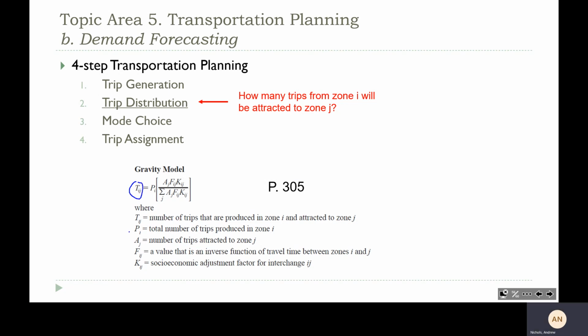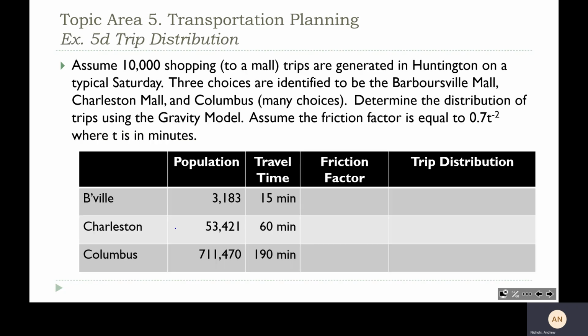The main factors, I can't imagine you would have a problem on this, but the socioeconomic factor, the K, you can kind of ignore. I've never seen it used. So then you're looking at trip attractions and friction factors that correspond to how far away, essentially what's your travel time between the different zones of the city.